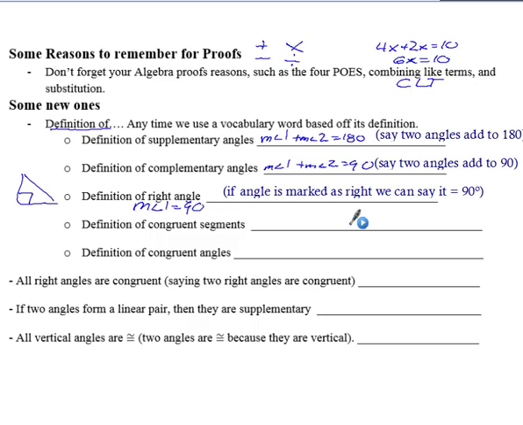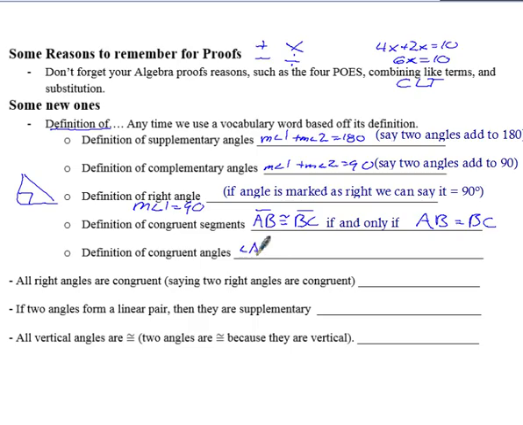The definition of congruent segments. Segments are kind of like lines or pieces. Definition of congruent segments says that segment AB is congruent to segment BC if and only if, so there's that biconditional we talked about in Unit 2, if and only if the measure of AB is equal to the measure of BC. So remember, if and only ifs can work backwards. If I tell you these two pieces are equal, these two pieces have to be congruent.